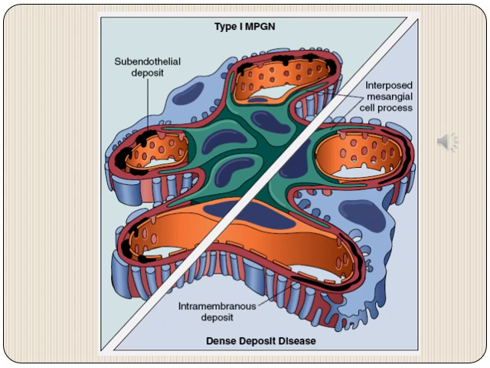This is a diagrammatic representation of two types of MPGN. On the left, we have type 1 where you can see these black colored subendothelial deposits. So subendothelial deposits will lie between the endothelial cells of glomerular capillary loops and glomerular basement membrane. On the right, we have dense deposit disease where we can see that this black colored substance is lying within the matter of glomerular basement membrane, particularly in the lamina densa region.